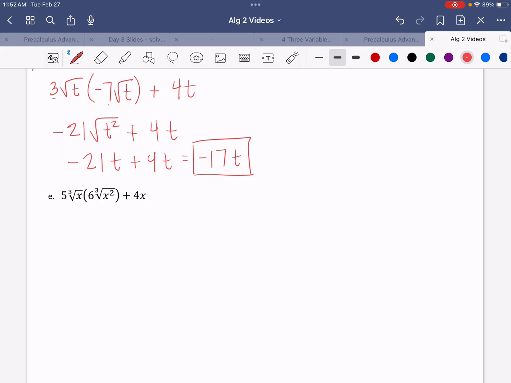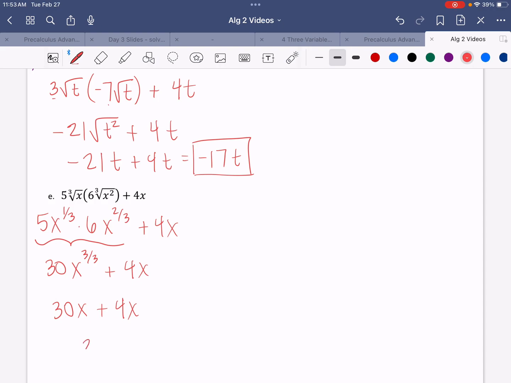So I have to start by multiplying these. I'm going to rewrite this as 5x to the 1/3 times 6x to the 2/3 power plus 4x. So the first two, as I multiply them, I'm going to get 30. And then I add together their exponents. 1/3 plus 2/3 is 3/3. That's beautiful, because 3/3 is just 1. So 30x plus 4x is 34x.